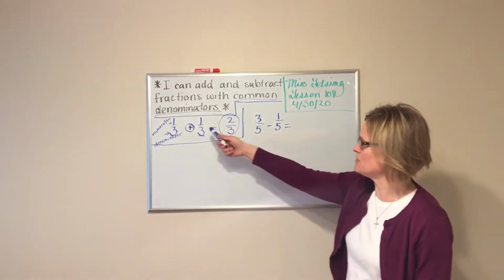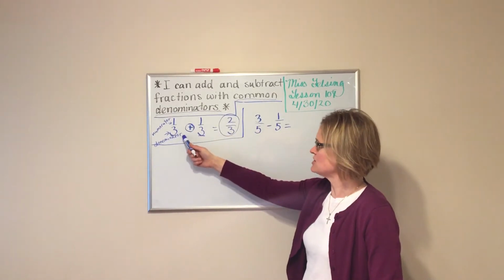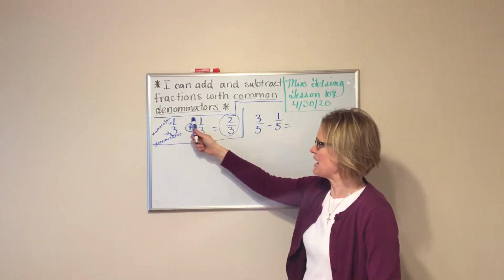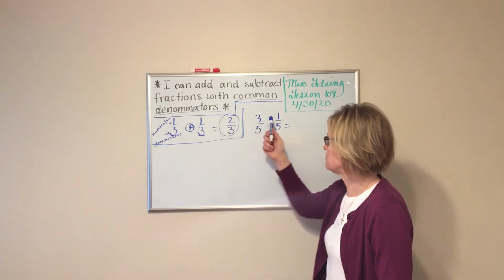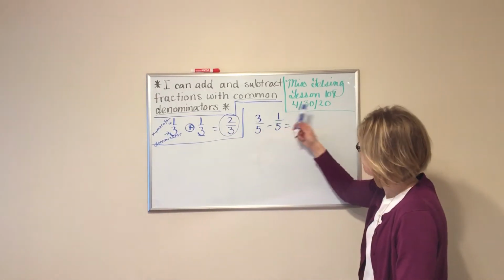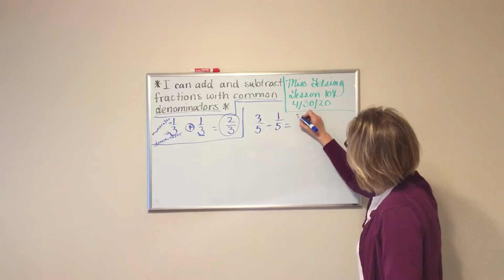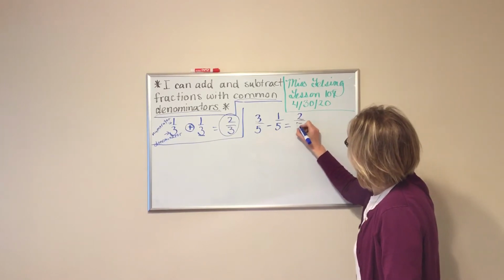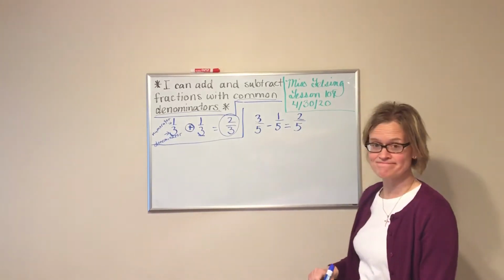So just like when you add fractions with common denominators, you add the top, you leave the bottom. Same thing here. You subtract the top. 3 minus 1 is 2. You leave the bottom, 2/5. Okay?